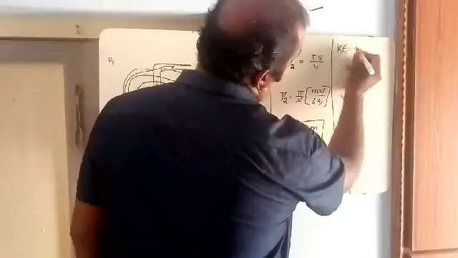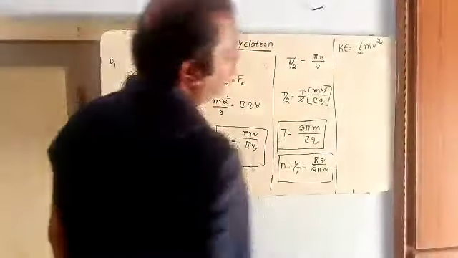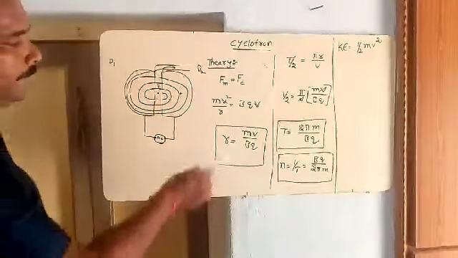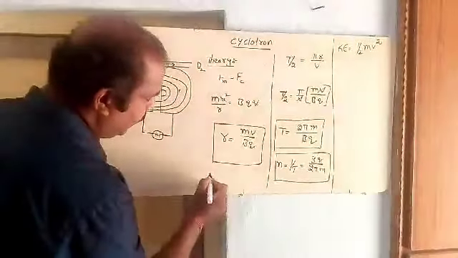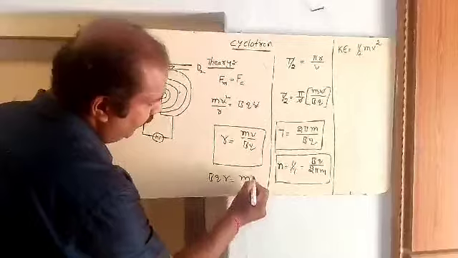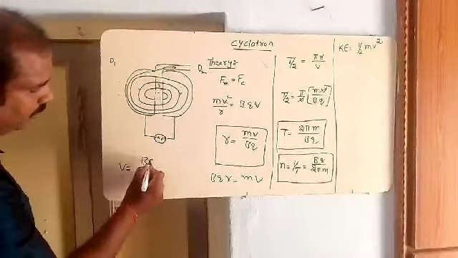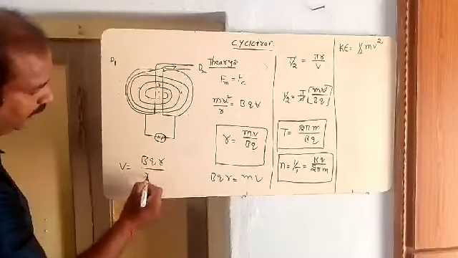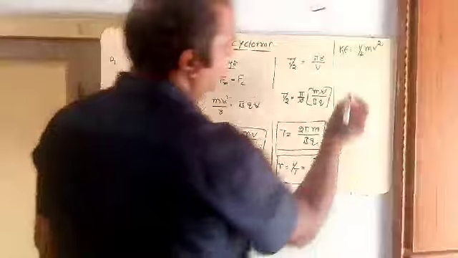Kinetic energy Ke is equal to half mv square. Now this equation I can write in terms of velocity. BQR is equal to MV, or V is equal to BQR by M. Substitute this value in place of V square.